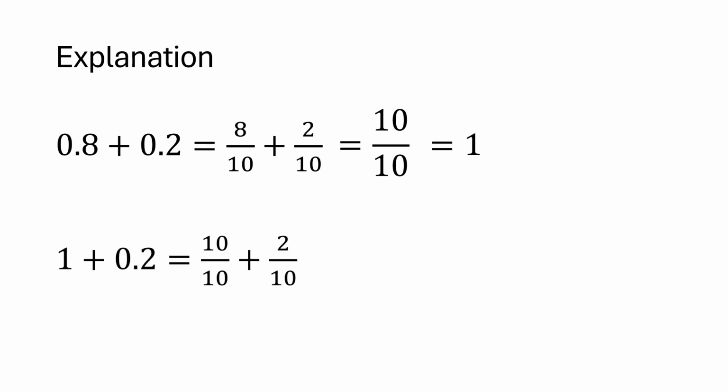And then the same for the next term. We have 1 plus 0.2. We just use the same fraction as before. 10 over 10 is 1, plus 2 over 10. 10 plus 2 is 12, so we have 12 over 10 because we have the same denominator again. 12 over 10 is just 1.2. And this is how we get a correct answer.